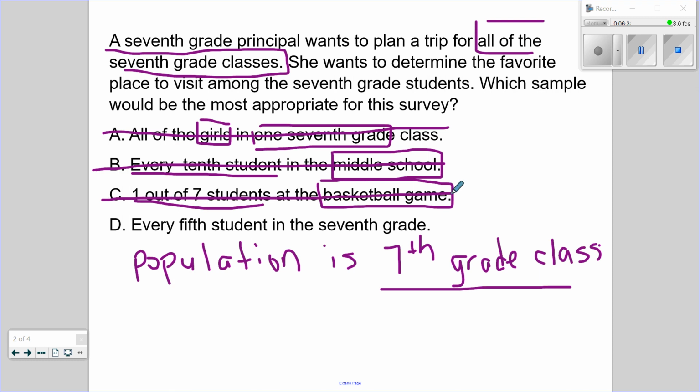And then D, every 5th student in the 7th grade. So the every 5th student is random. And then it says in the 7th grade. So that's all 7th graders. So D is going to be your unbiased sample. That one would work.